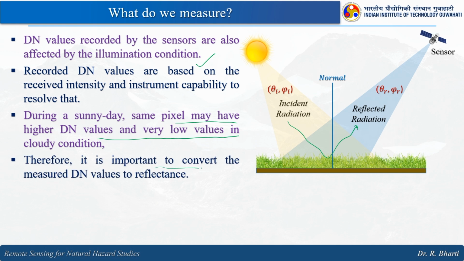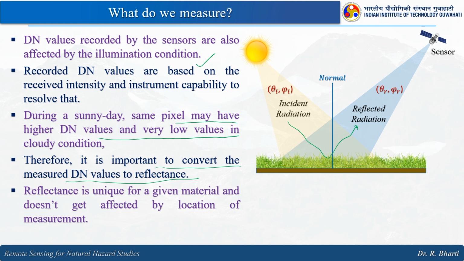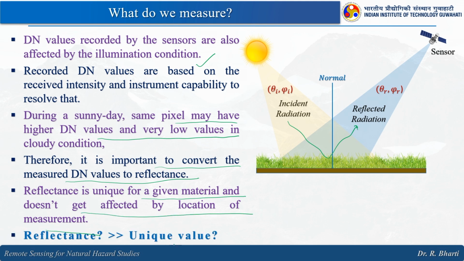Therefore, it is important to convert the measured DN values to reflectance, because the reflectance can be considered as a unique value. It does not change with the space and time. Reflectance is unique for a given material and does not get affected by the location of the measurement, right. So, once we have that, then we can consider this reflectance as unique value.